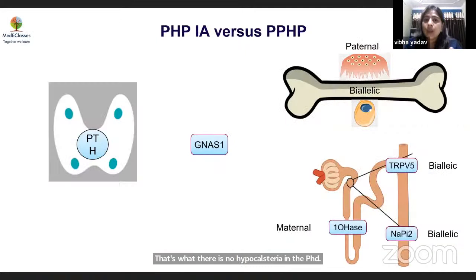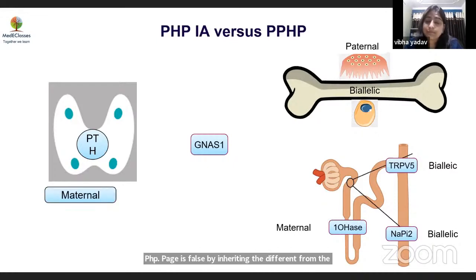Now coming to how PHP type 1A is different from PPHP, that is pseudo hypoparathyroidism. As I've already told, PHP type 1A is caused by inheriting the defect from the mother. On the other hand, PPHP is caused by inheriting the defect from the father.